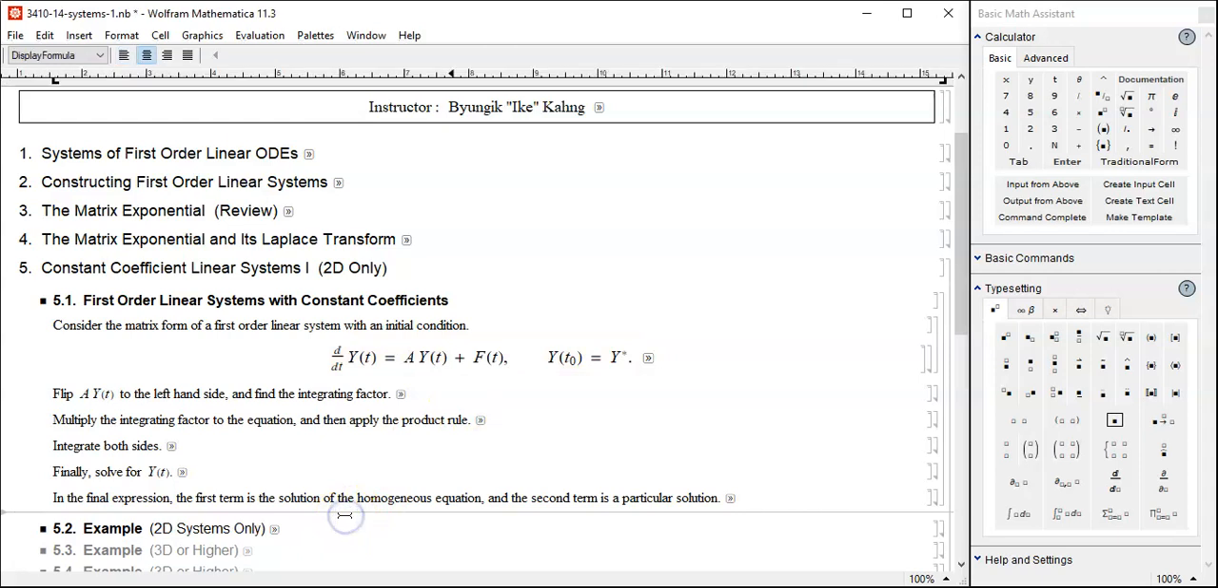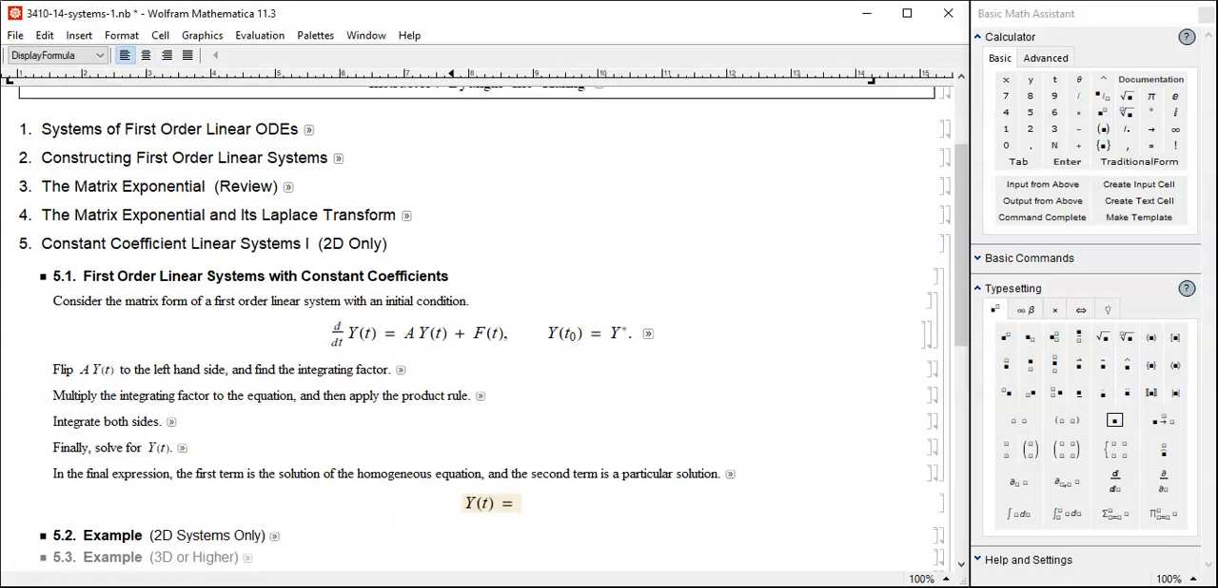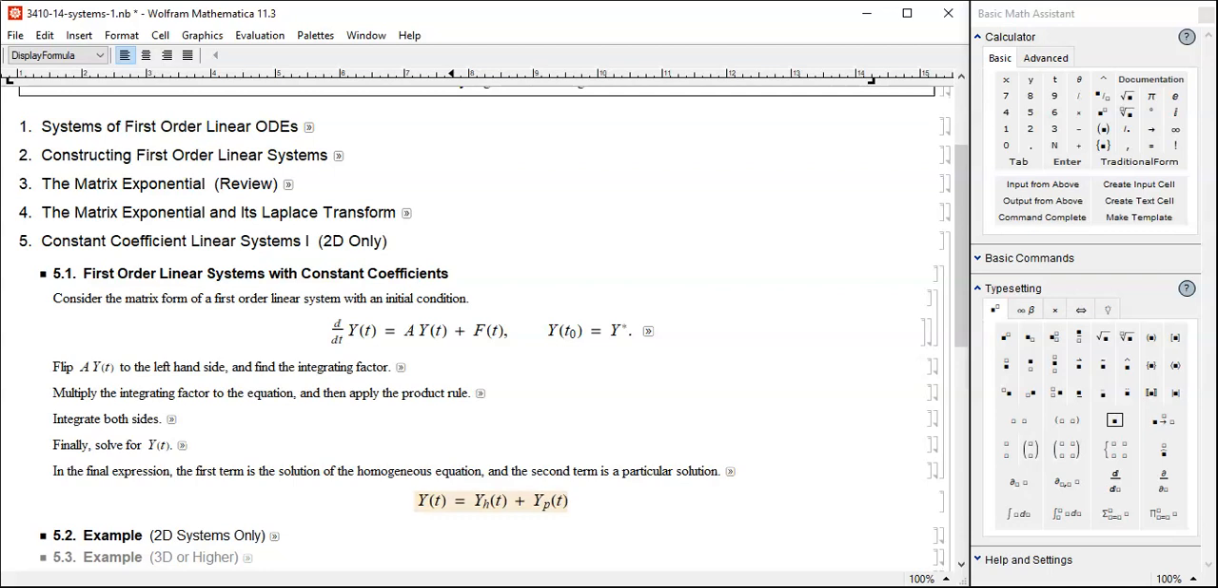In the end, what do we expect? This is what we expect. Solution of the homogeneous equation plus a particular solution. This one, the solution of the homogeneous equation, which I'm highlighting in blue, is something we had been dealing with. And this one, this is new. In the end, we have to add them up.